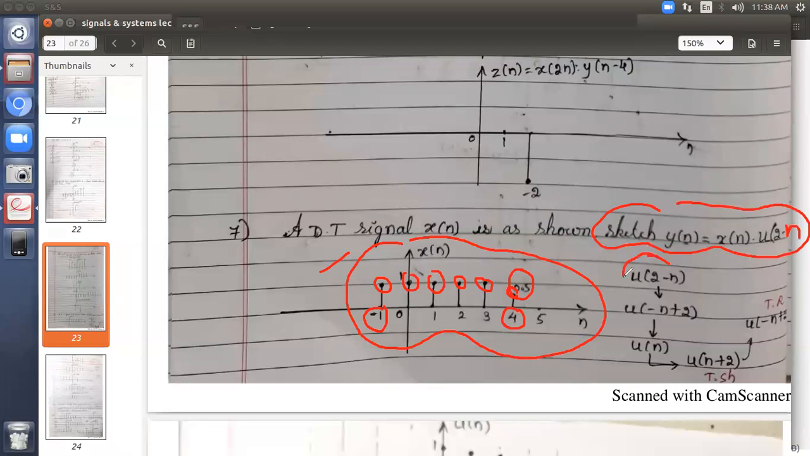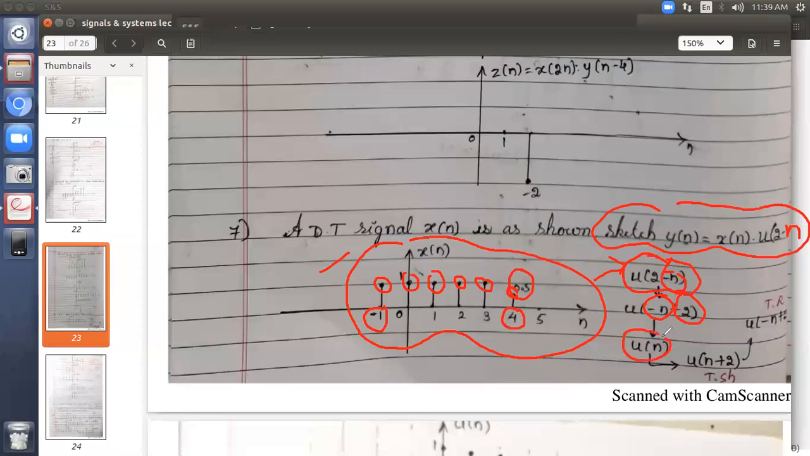So I had told you we should start solving this problem by drawing u of 2 minus n. How to get this u of 2 minus n? Here I have written the steps, it is visible. See, u of minus 1 I have written first and then plus 2. The same thing, I have just taken n first and then the number next.